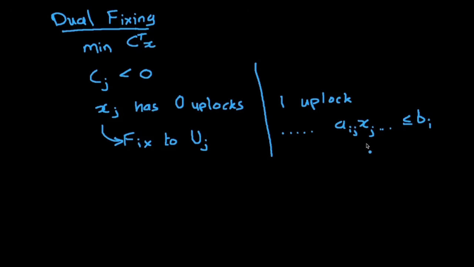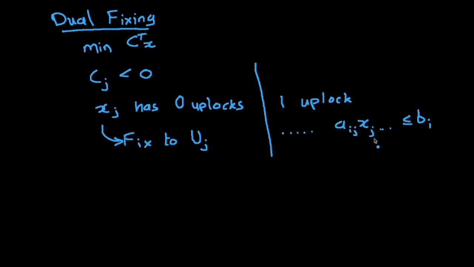So now it's not as simple as fixing this xj to its upper bound, because there is one constraint restricting it. So we only count the number of up locks, right? So we don't know whether this constraint is actually imposing a tight bound on xj or not. It might happen that this is a very loose constraint. Its imposed bound on xj is looser than its original upper bound uj. So in that case, we can still fix it to its upper bound.